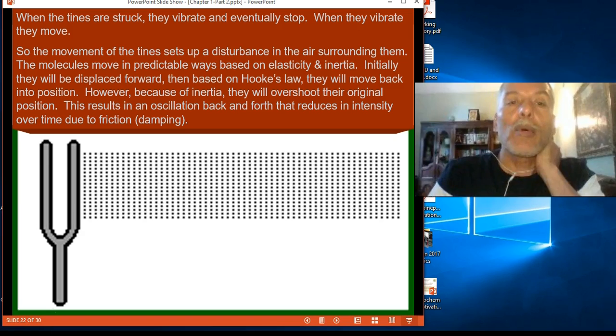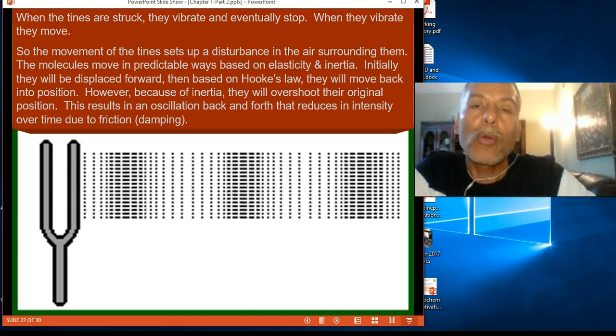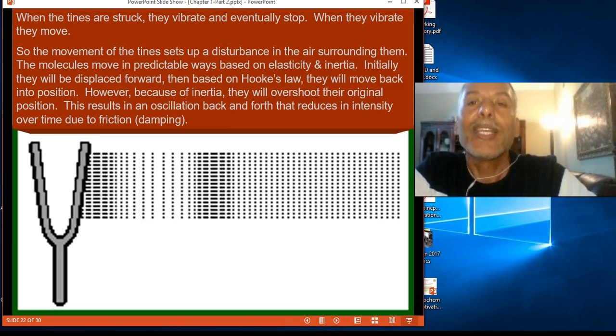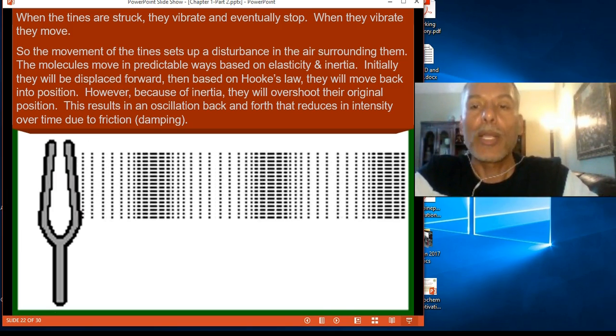What is interesting about a tuning fork is that no matter how hard or how gently you hit it, it will give you exactly the same number of vibrations per second. It is engineered to be this way.